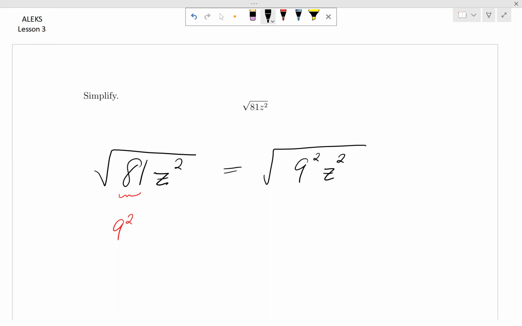All right. And it's a property of squares that if we have a to the c times b to the c, this is the same as a times b to the c. So I'm going to apply that here with this 9 squared z squared, and I'm going to get the square root of 9z, all of that squared.